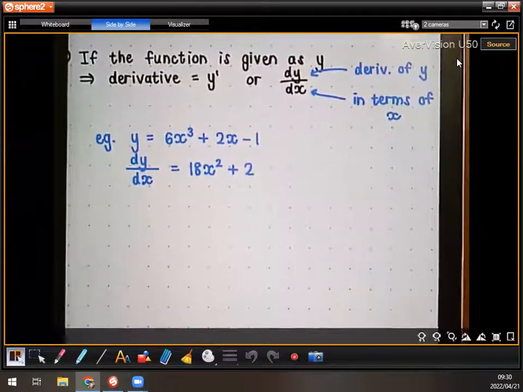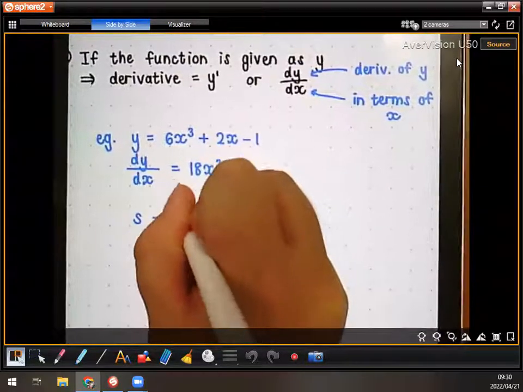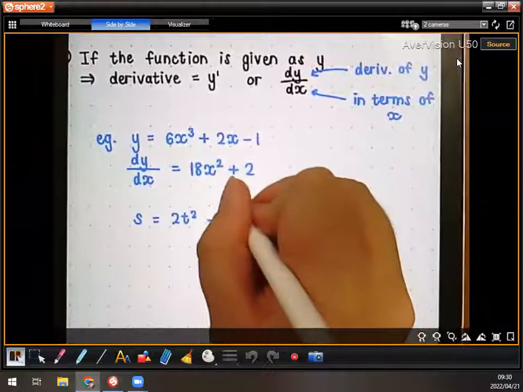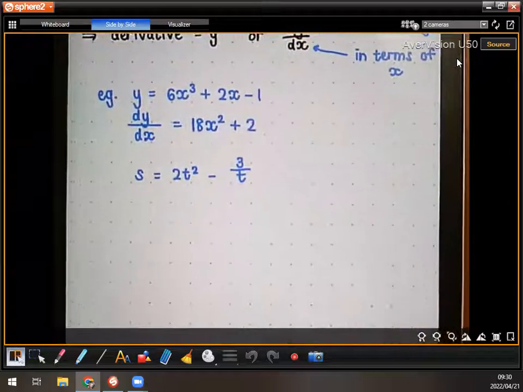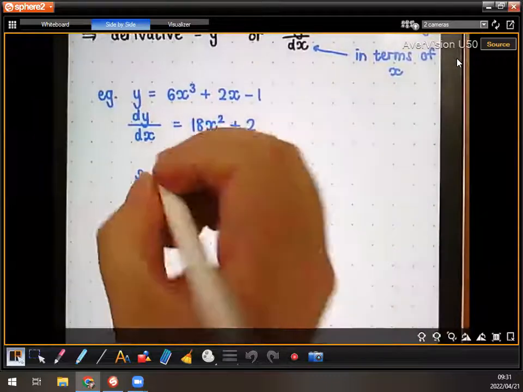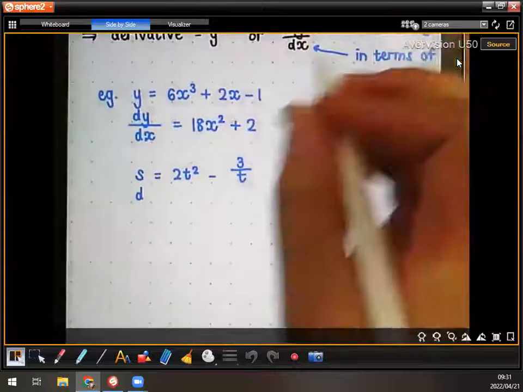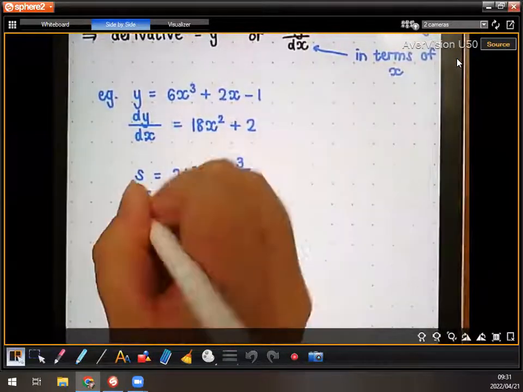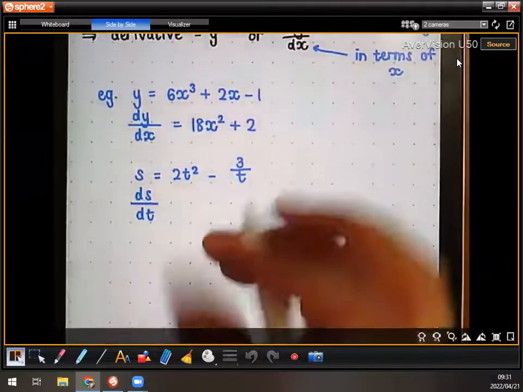Okay, what if they give you something like, I'm going to use different letters so that you can see now. If they say s is equal to 2t squared minus 3 over t, like that. So what is the name of the function? s, all right? s of t, yeah, if you want to write it like that. So the name of the function is s, so we're going to say ds. The name of the function always goes at the top. The ds over what variable did they use in the function? t. Okay, so we'll say ds over dt.